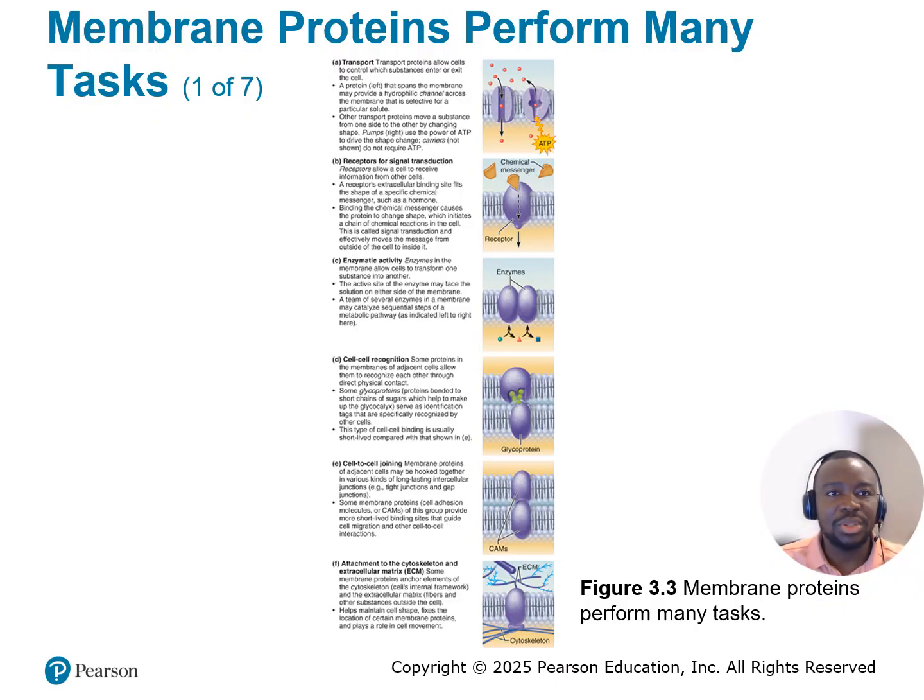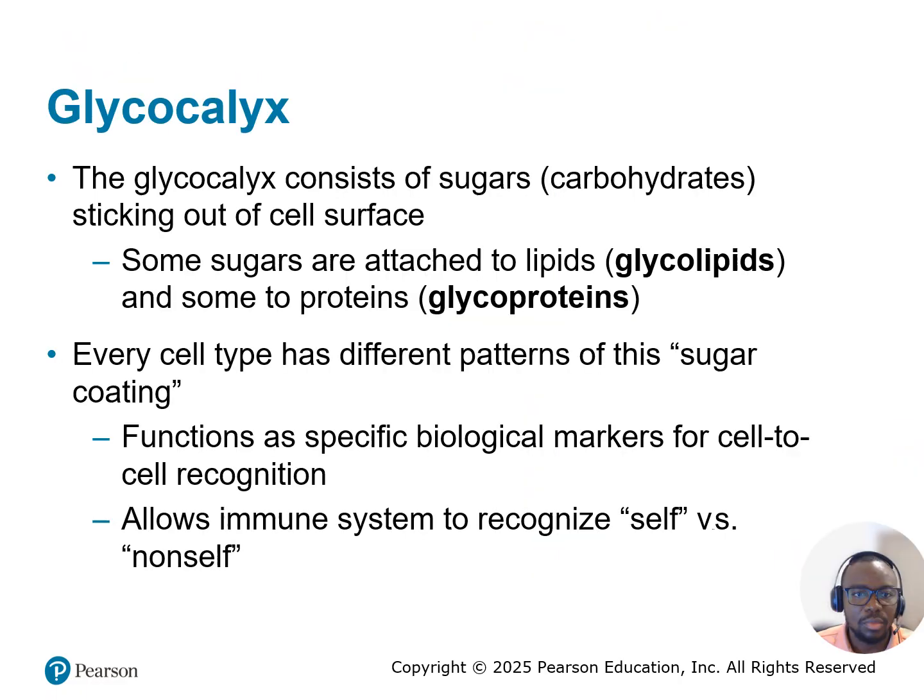Figure C shows how membrane proteins function in enzymatic activity. Enzymes in the membrane allow cells to transform one substance to another. Figure D shows how membrane proteins function in cell recognition. Some proteins in the membrane of adjacent cells allow them to recognize each other through direct physical contact.